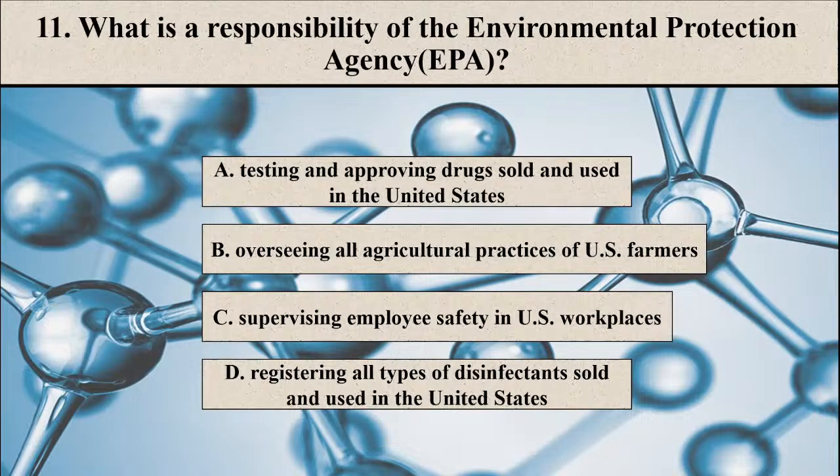What is a responsibility of the Environmental Protection Agency, EPA? Testing and approving drugs sold and used in the United States, overseeing all agricultural practices of U.S. farmers, supervising employee safety in U.S. workplaces, registering all types of disinfectants sold and used in the United States. If you chose D, registering all types of disinfectants sold and used in the United States, you are correct.